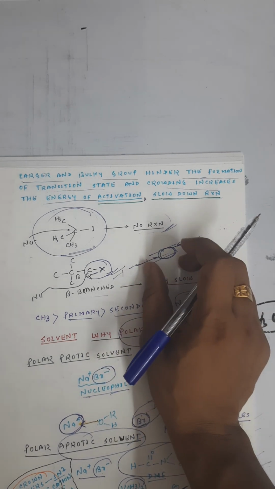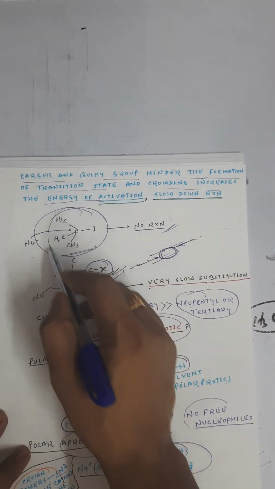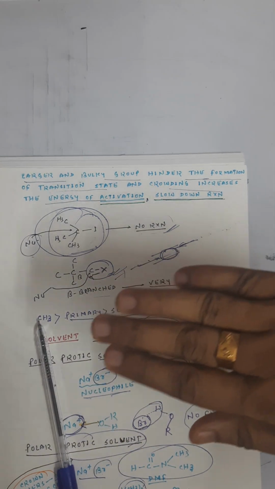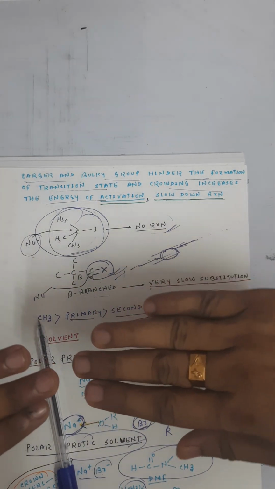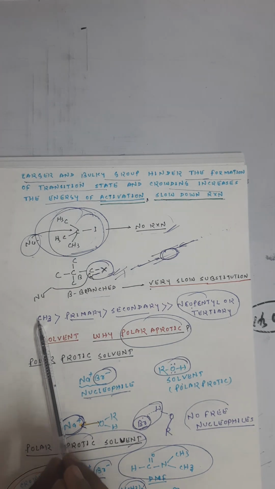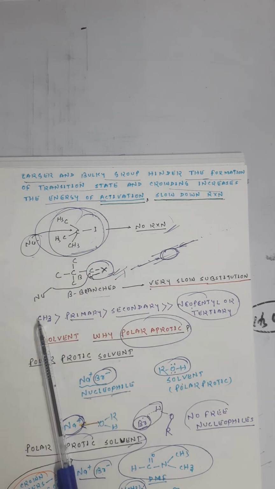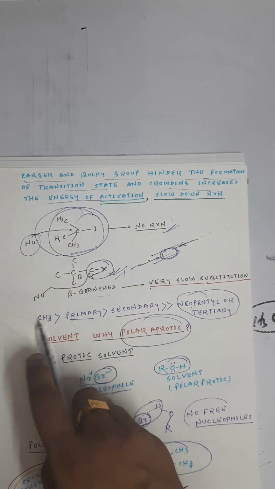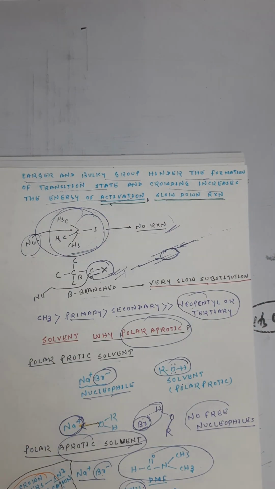So in that process, similarly, students, when you take a bulky group and your nucleophile is there, when the bulky group and nucleophile both come, the crowding will happen around the bulky group. As a result, the crowding always hinders the formation of the transition state. And more crowding means the reaction will go slow. Why? Because the energy of activation will be high.